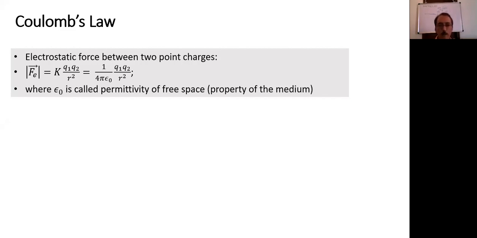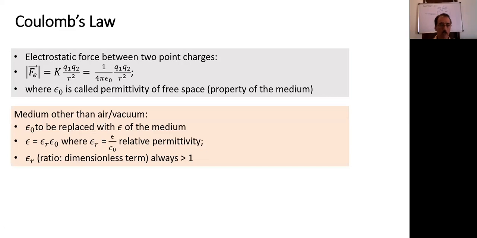Which term will change in the formula? Look at this term here. If the medium changes, which term will change? Either this term K will change, or this term epsilon naught will change, because this is the one which is the property of the medium. Epsilon naught is the term we can use only when it is air or vacuum. So what will happen if we use some other medium? In place of epsilon naught, we need to use epsilon, the permittivity of the medium in which the charged particles are placed. So for a medium other than air or vacuum, epsilon naught has to be replaced with epsilon of that medium.